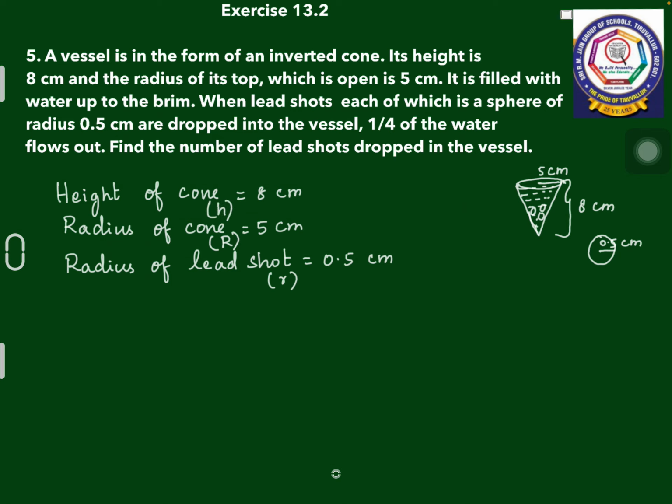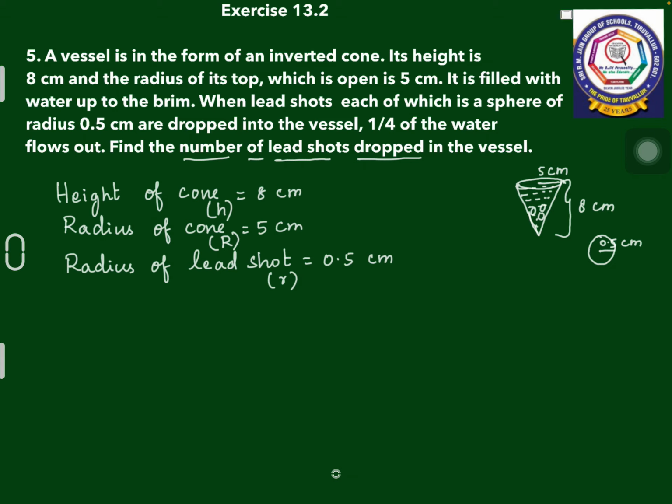Now, when lead shots were dropped, we don't know how many lead shots were dropped. That is what we have to find. When they were dropped, 1/4 of the water flows out. As per Archimedes principle, the volume of water that flows out is equal to the volume of the lead shots dropped. What does Archimedes principle say? The volume of water that flows out is equal to the volume of the lead shots dropped.